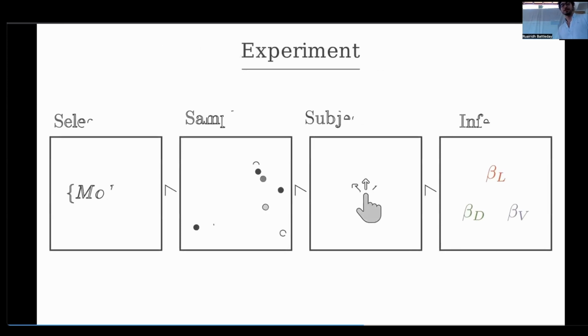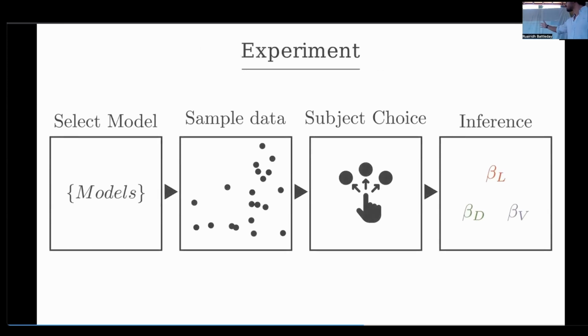So how do we find these three parameters? We have a very simple experiment. There are some models.